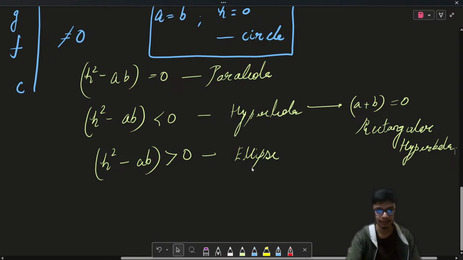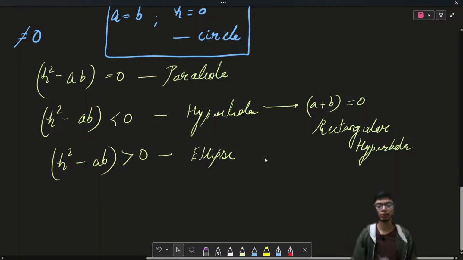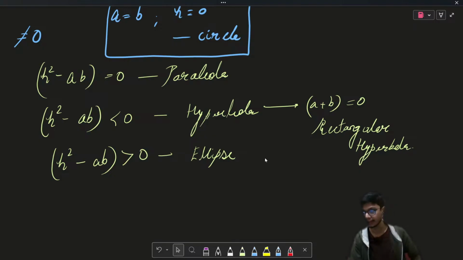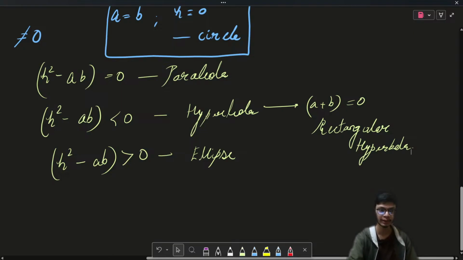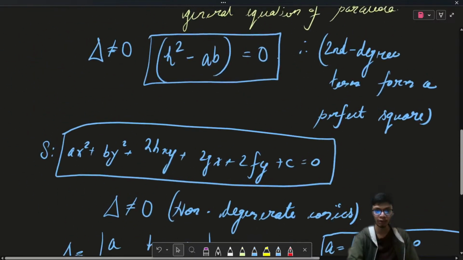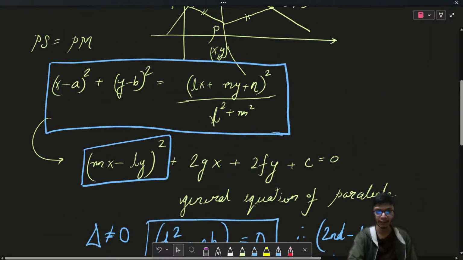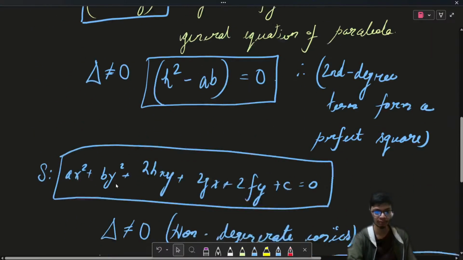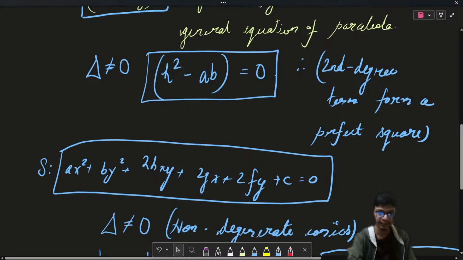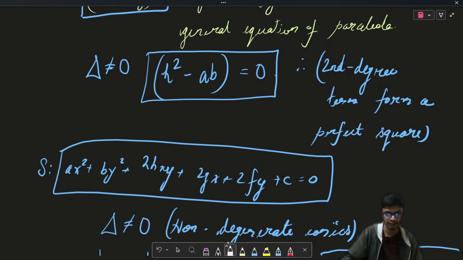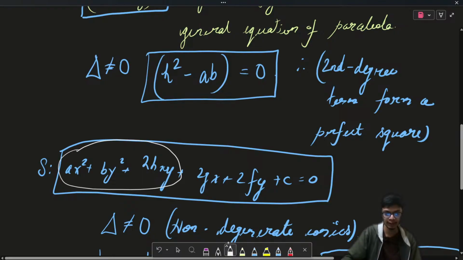Okay, so these are the ways to know what type of conic you actually obtain in the non-degenerate conics, right? So this is the easiest way to understand things, right? Now if you want to know how this particular expression h square minus ab comes into play, it is very simple. In the case of a parabola, what is to be observed is that the second degree term should be a perfect square. So from this general equation of conics, in order for the second degree terms to be a perfect square, we should have h square minus ab equal to 0.